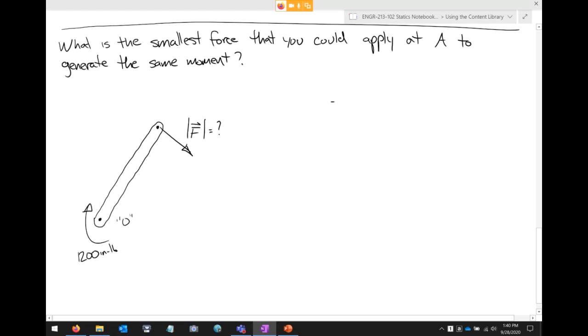It's not. I promise it's not, because I can use this definition. What is the moment? The moment is 1,200 inch-pounds equals some force times some moment arm. So what's the moment arm? The moment arm is the perpendicular distance from the line of action of the force, there's the line of action, to the point.